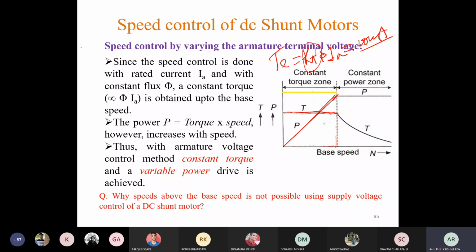So please note down this question. Why are speeds above the base speed not possible using supply voltage control of DC shunt motor? This question I have already discussed.